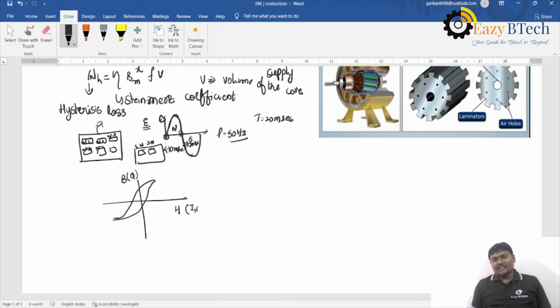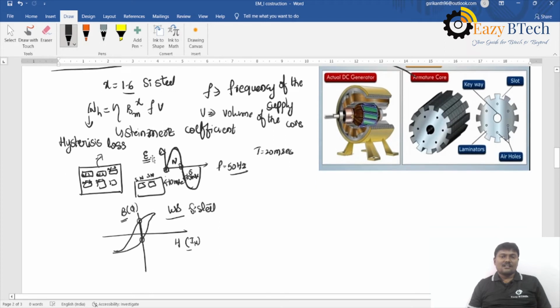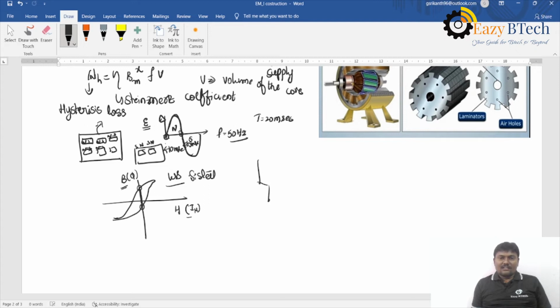In the BH curve, B is the magnetic flux density and H is the magnetic field intensity. The area of the BH curve is less for silicon steel. That's why we prefer silicon steel. If you use silicon steel, the hysteresis loss can be reduced.